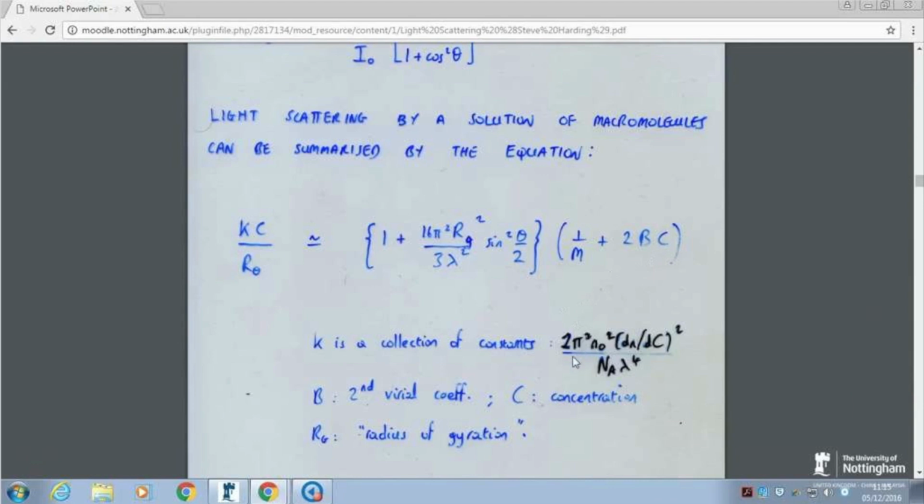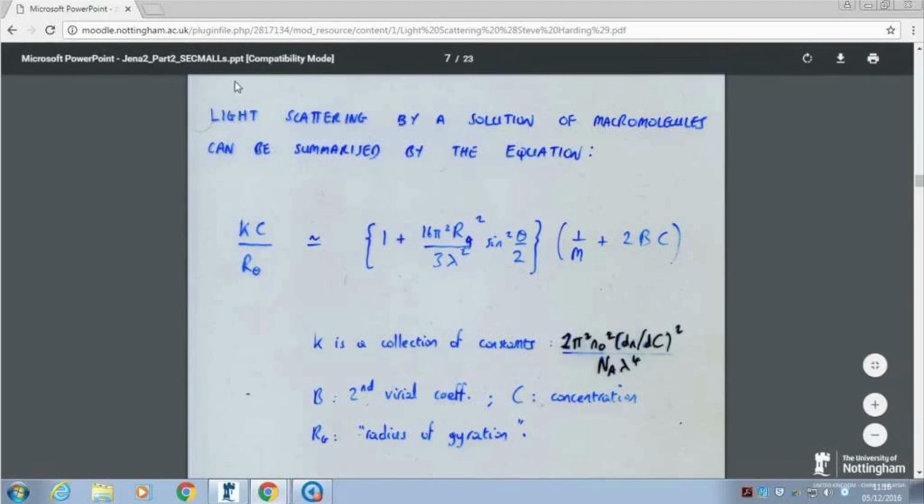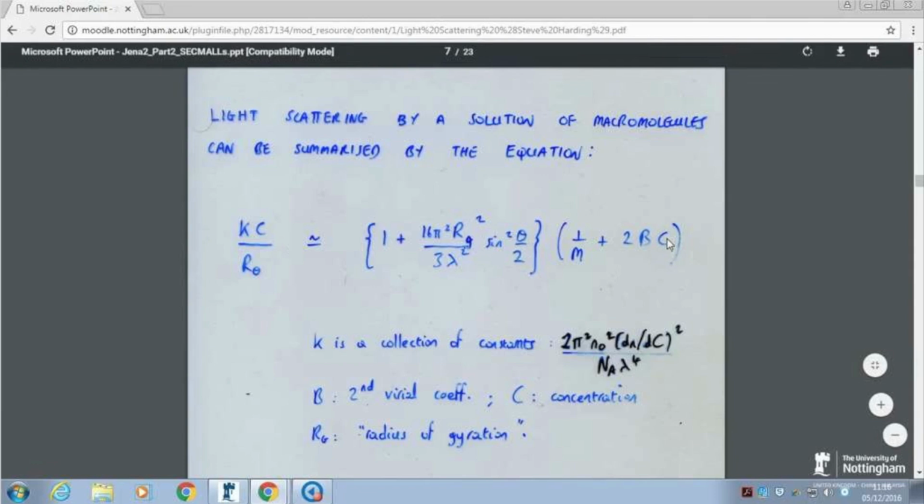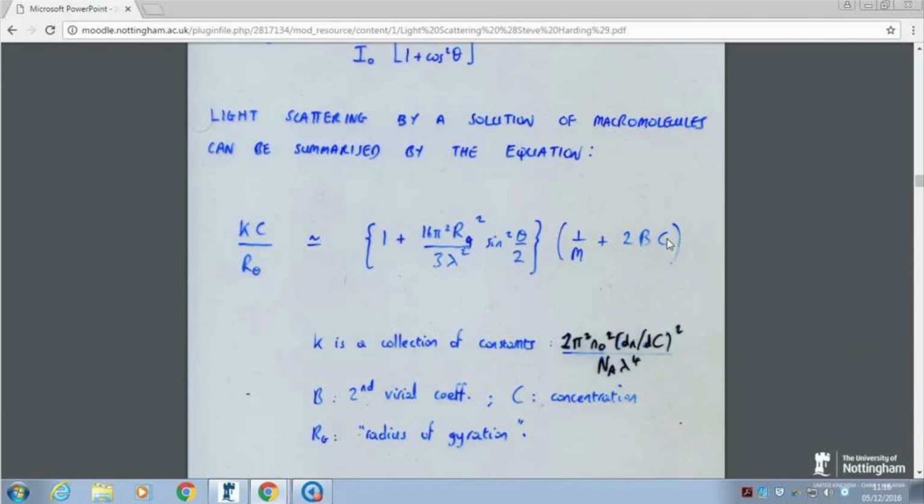Doesn't always work that way, I'm afraid. Because at low angles you get all sorts of problems because of dust. Any little bits and things in there, it scatters like mad at low angle. So we can't always do it, and we can't always get to a low enough concentration, because the lower the concentration, the lower the signal you get, and sometimes it's just too noisy. So sometimes you've got to work at higher concentrations and higher angles.